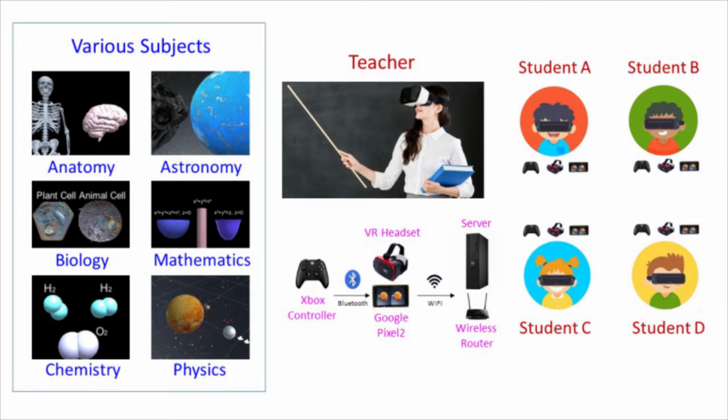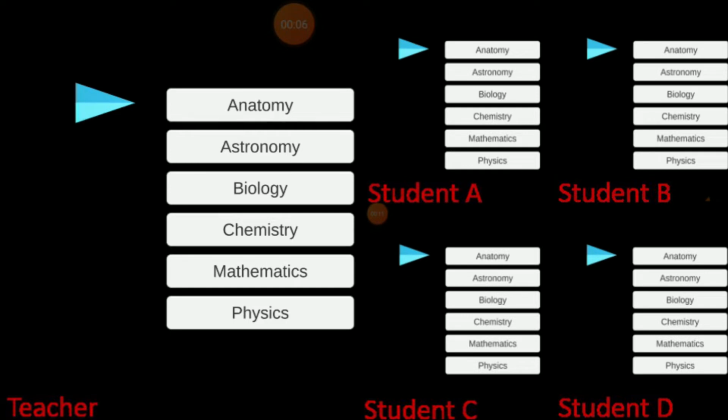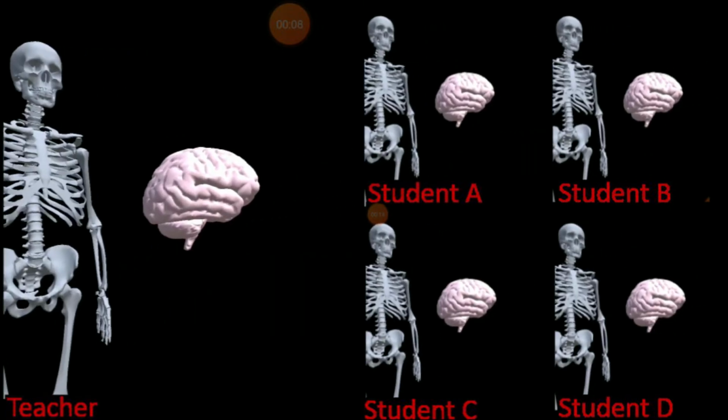So the objective is for the teacher to broadcast to the students' VR devices using Google Pixel 2s over the wireless network to the server, which is the wireless router, to students A, B, C, however many students you have. So on the main menu, we have 6 different screens that we can hit a button to go to from an Xbox controller. So let's get started.